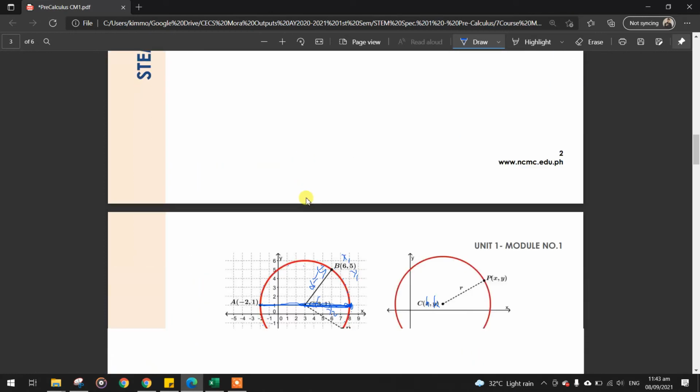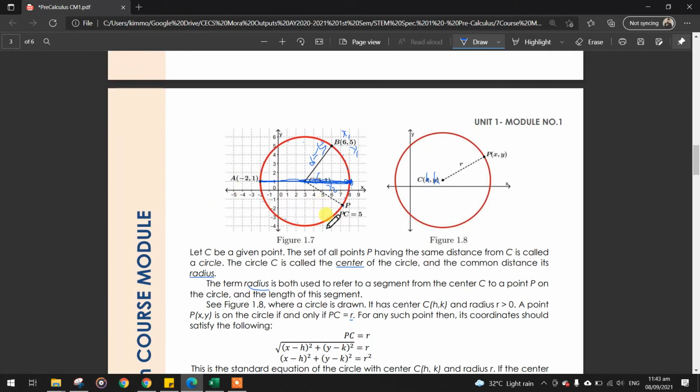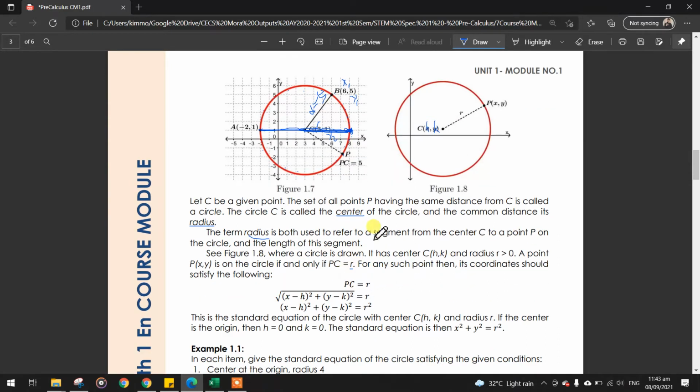Sa example na to, katong nadari, katong gi-erase nga distance formula. So again, to find the distance from P going to C, we are going to use the distance formula, which is the square root of x sub 2 minus x sub 1 squared plus y sub 2 minus y sub 1 squared. Pero, dari sa atong example is, wala ta nagamit og x sub 2 x sub 1. Atong gigamit kay x og h. That's why, kani si x, mao ni siya si x sub 2.